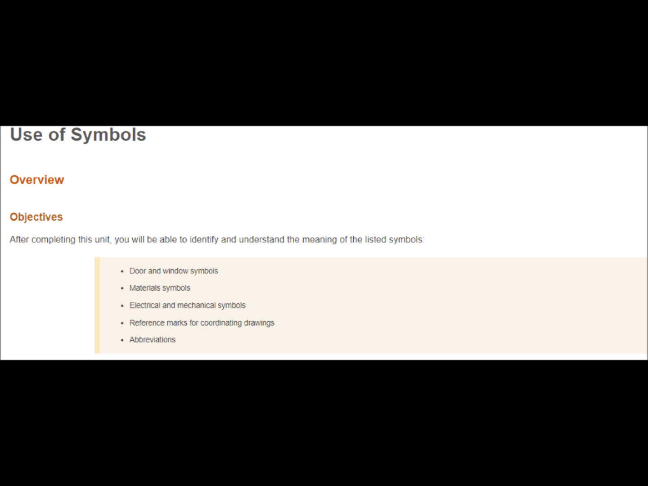Use of symbols. After completing this unit, you will be able to identify and understand the meaning of the listed symbols. Door and window symbols. Materials symbols. Electrical and mechanical symbols. Reference marks for coordinating drawings. Abbreviations. Door and window symbols.